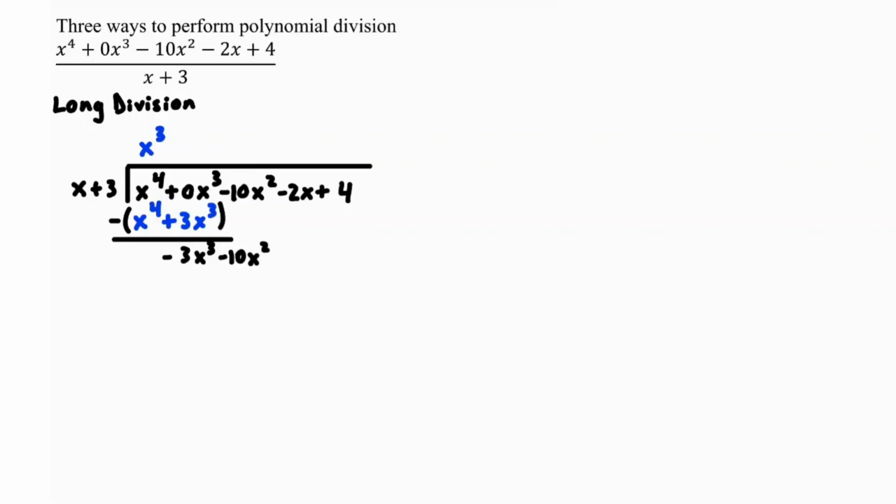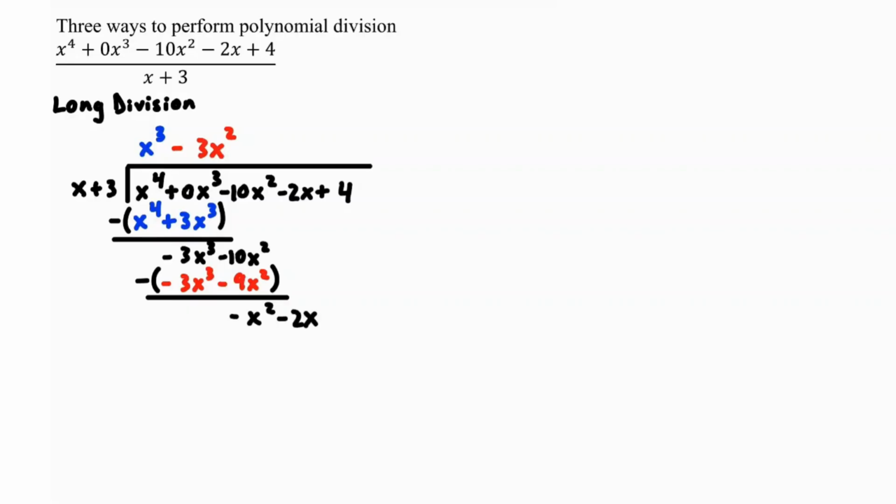Bring down the negative 10x squared and we'll repeat the process. Negative 3x cubed divided by x gives you negative 3x squared. So when negative 3x squared times x plus 3, we get negative 3x cubed minus 9x squared. Put a parentheses around this, subtract it off. Simplify and we get negative x squared. Bring down the negative 2x, repeat the process.